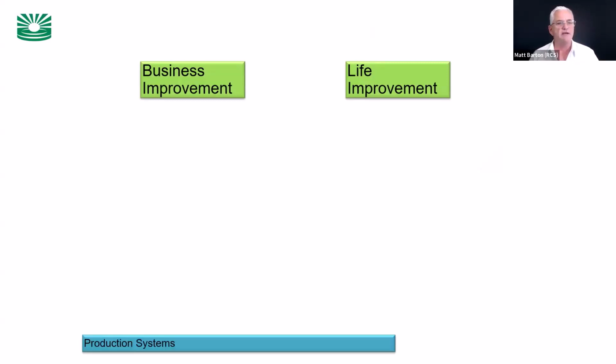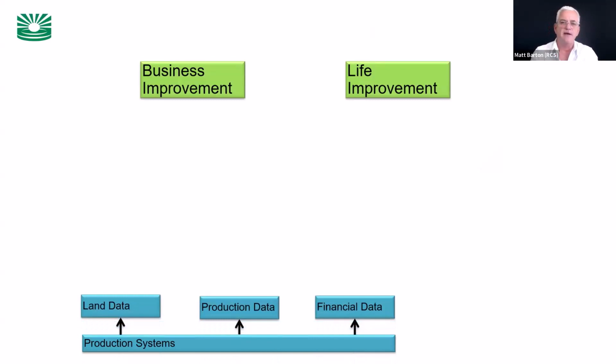We start off with our production systems, and we have three parts to our production system. We have our land data. How good is our soil? How good is our ecology? Is it operating as best as it can? Then we have our production data. How the animals, are they producing enough lambs or enough calves? Are they putting on enough weight where they are? What their genetics is like? All that type of thing.